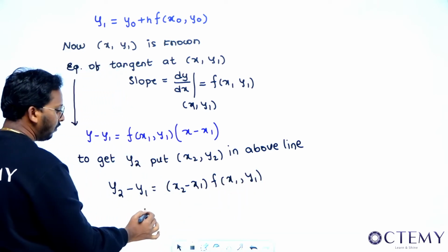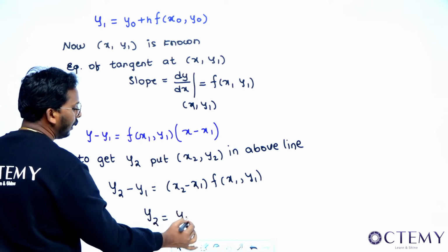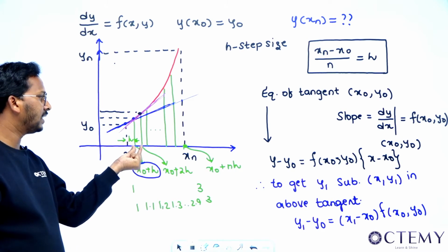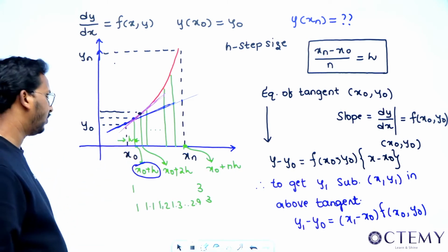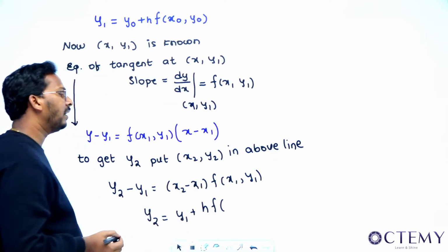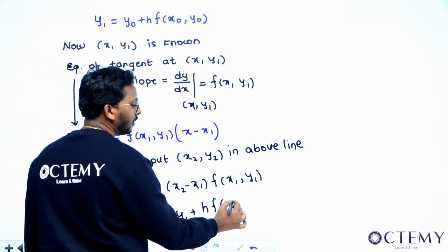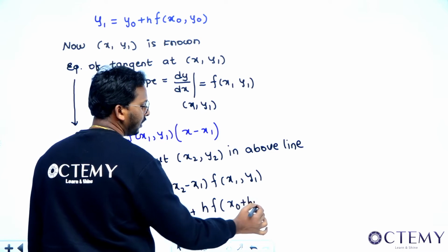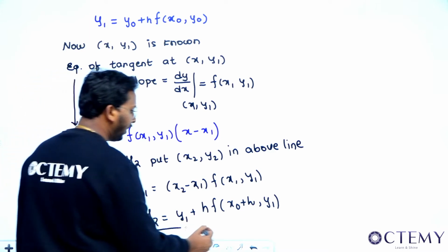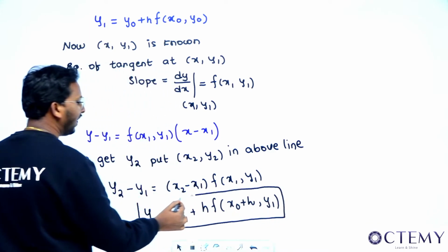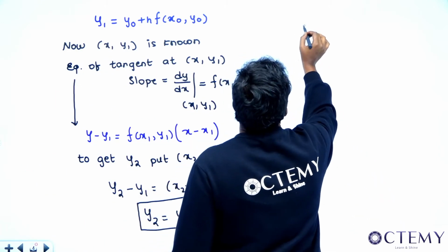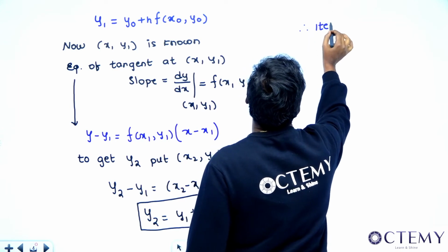That means your y2 will be y1 plus the difference between x2 and x1. This is x2, this is x1, this is the width. How much is the width? The width is h. So this will become h times f of, can I write x1 as x0 plus h, and y1, yes, into y1. So now you can clearly find an iterative formula. If you want to do this n times, you can write it like this. What will be your yn? Therefore, a step by step iterative formula.